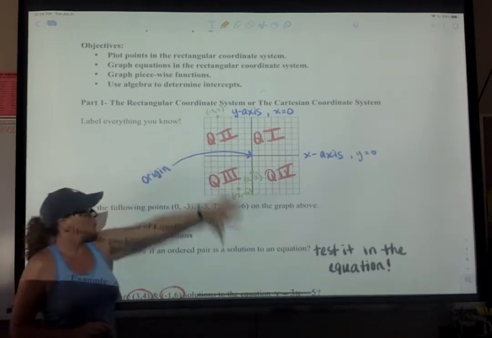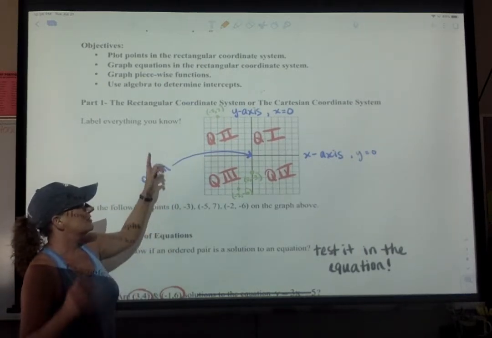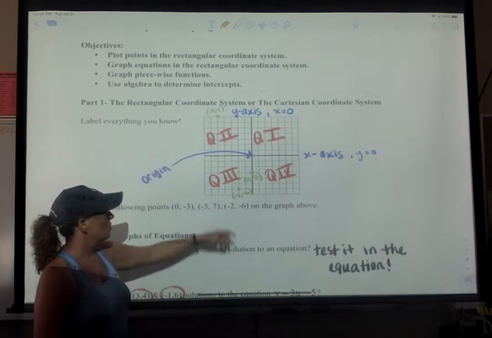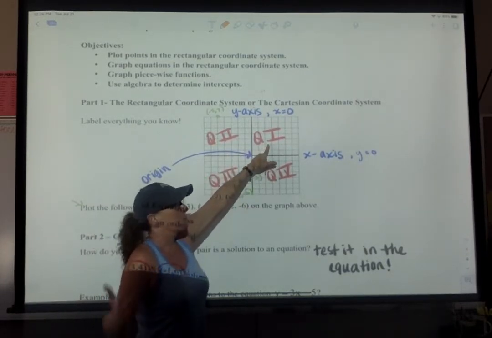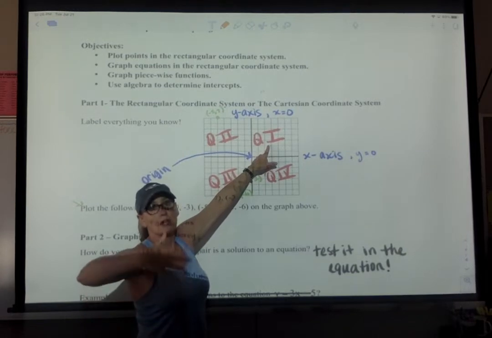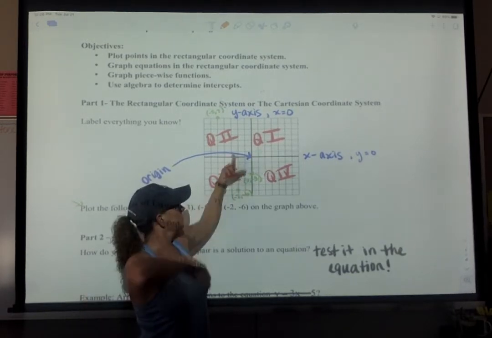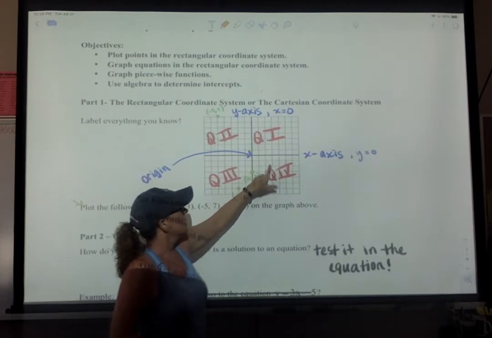This just kind of gets you acquainted with the coordinate plane. It says list everything you know. So, I wrote my quadrants in here. Remember, you're supposed to use Roman numerals when you write the names of your quadrants.